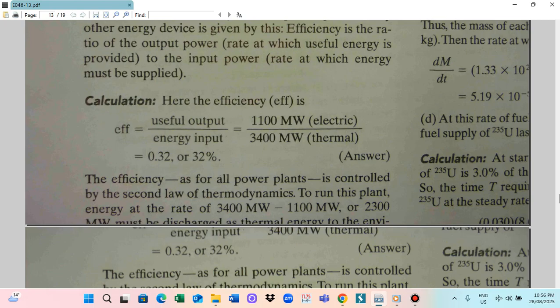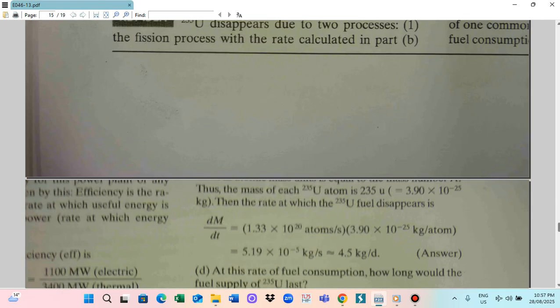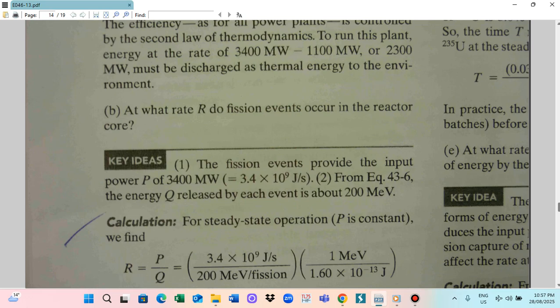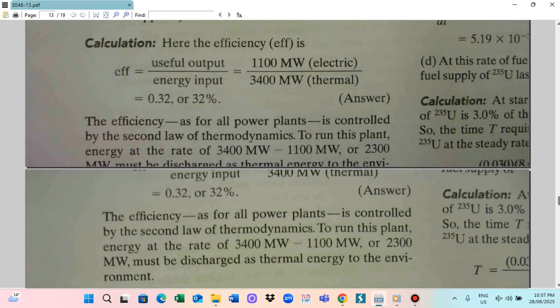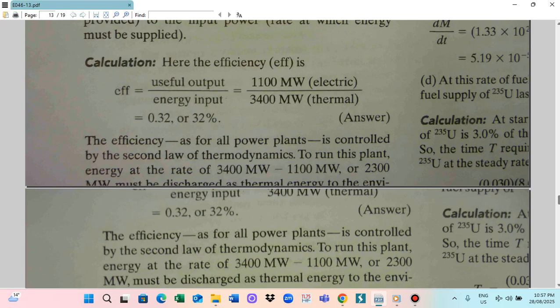In this case, the thermal energy input is 3,400 megawatts and the electrical energy output is 1,100 megawatts, so that we can calculate the efficiency. So A is the efficiency. The efficiency equation is useful output divided by energy input. Useful output is 1,100 megawatts. Energy input is 3,400 megawatts. By solving this, you get 0.32 or 32%. So this is the nuclear energy.